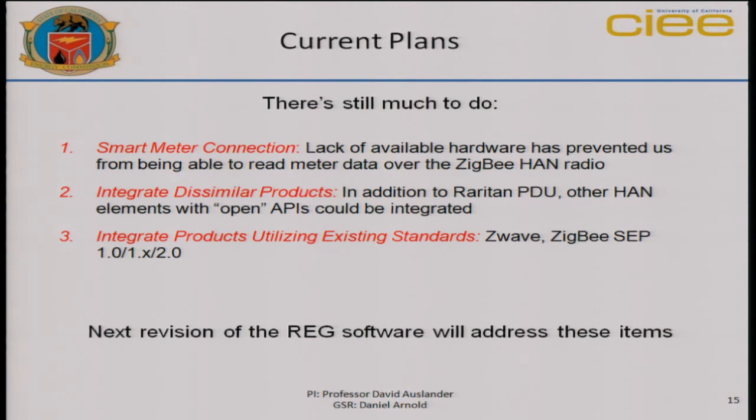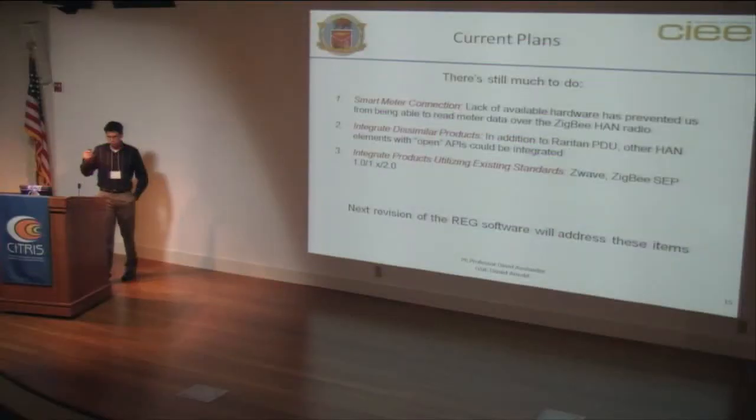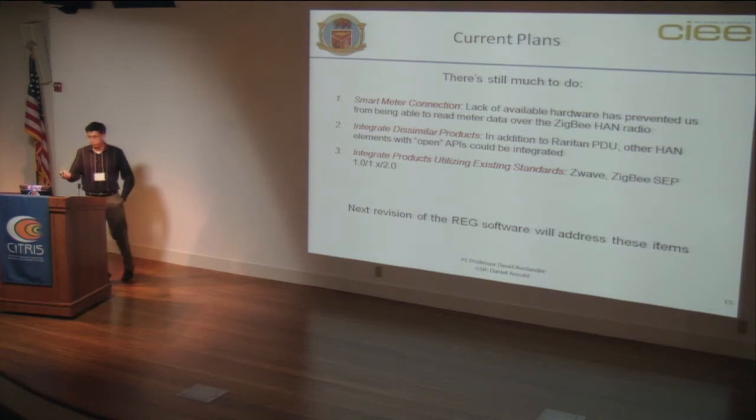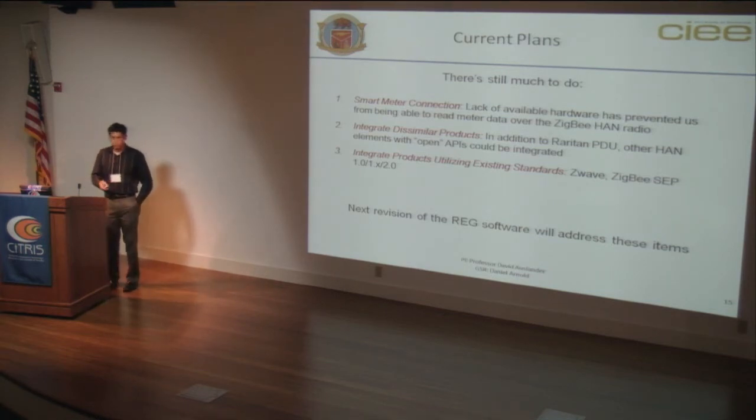In addition to the Raritan I mentioned before, there are other smart power strips and smart devices out there that have an open enough API that we could integrate them into our system. So we're planning to do that as well. Perhaps most importantly, we'd really love to integrate the gateway with some existing standards which you'd find in the smart grid, in the residential home area network. This includes things like Z-Wave and whatever flavor of Zigbee SEP you can get your hands on. The bottom line is the next version of the gateway is meant to address these issues.